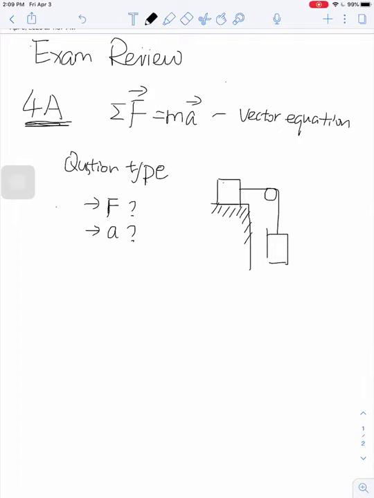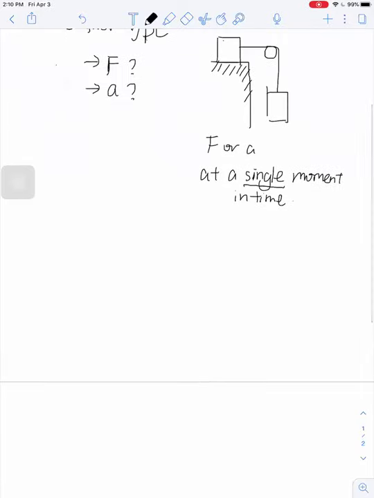In section 4A, we only look at how forces or acceleration change at a single moment in time. So we do not change time or change position in 4A. We only look at a single moment. That makes sense to you? That also gives you a sense of when would be a good time to apply F equals ma from section 4A. Okay, so that's about 4A.